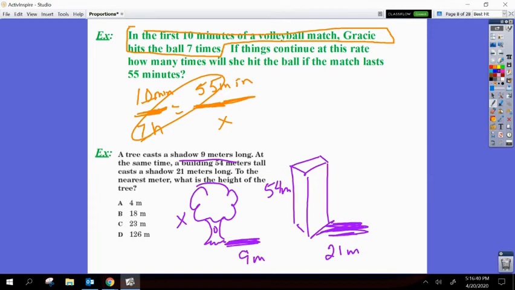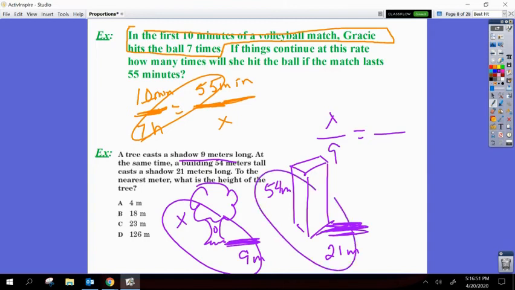When I draw this picture, my proportion sort of sets itself up. And I can plug in from here. If you notice, you can put x over 9, and then over this one is 54 over 21. Then we're in a cross-multiplying phase. And we don't have to cross-multiply necessarily in this example because it is multiple choice, and we can sort of see what we think the answer is.